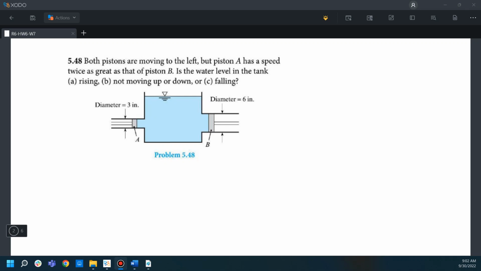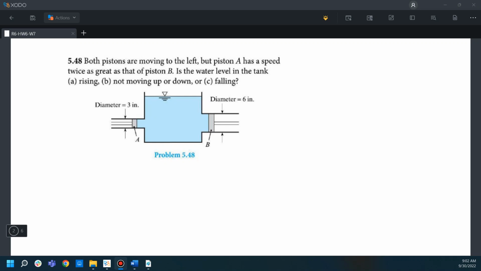In problem 5.48, we have a diagram shown here. Both pistons are moving to the left, but piston A has a speed twice as great as that of piston B. Is the water level in tank A rising, B not moving up or down, or falling?